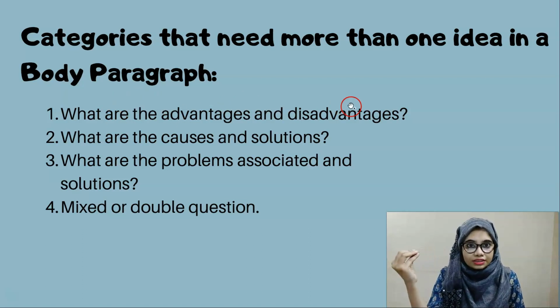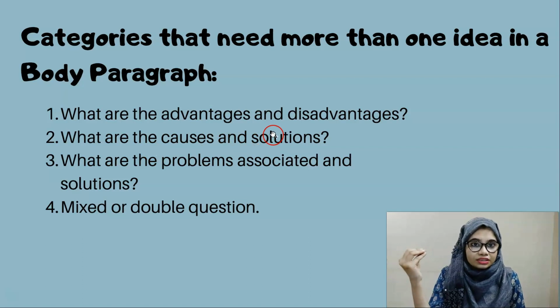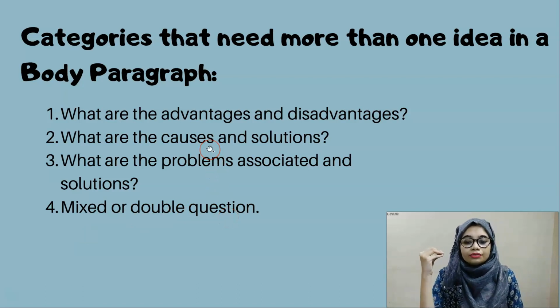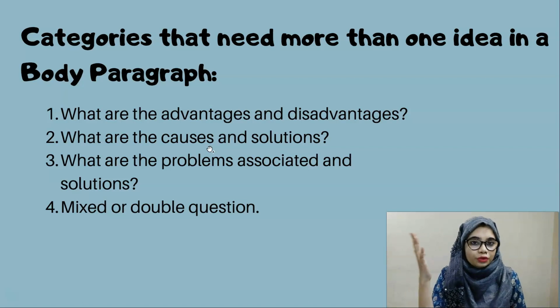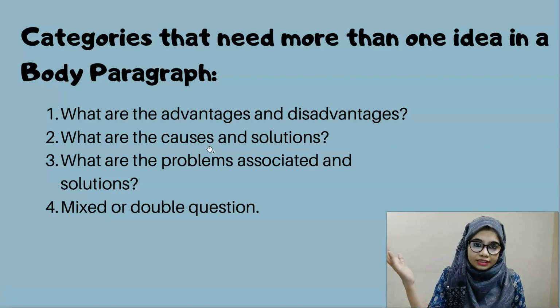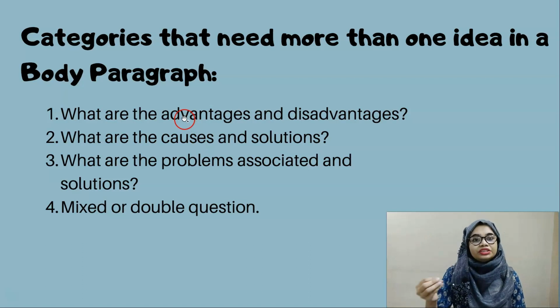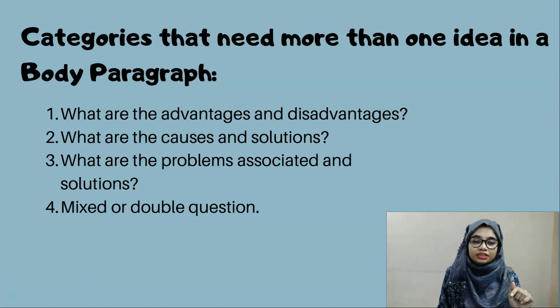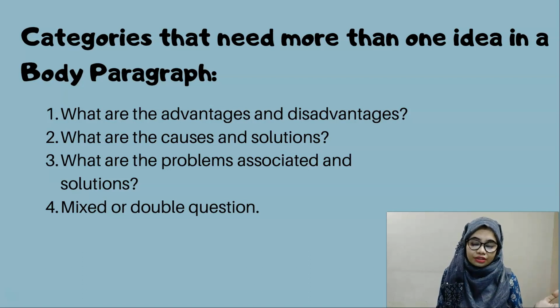What are the advantages and disadvantages? What are the causes and solutions? What are the problems associated and solutions? And mixed or a double question. So it is quite easy to point out which category would require a double idea per body paragraph. Why? Because the question itself is plural. Advantages and disadvantages, causes and solutions, problems associated and solutions. Mixed or double question, again, this is unpredictable. Depending on what they have put into the mix, you will be required to answer the question.